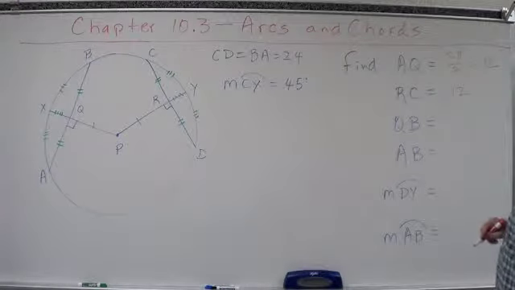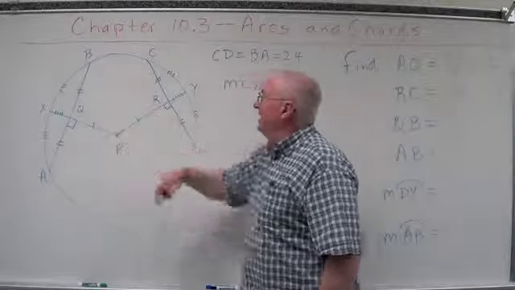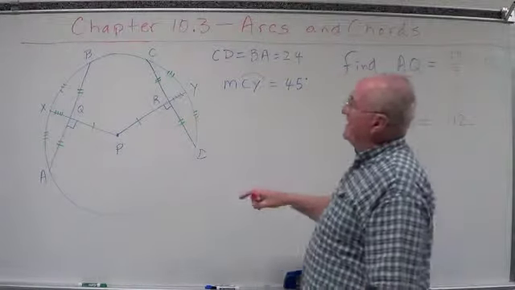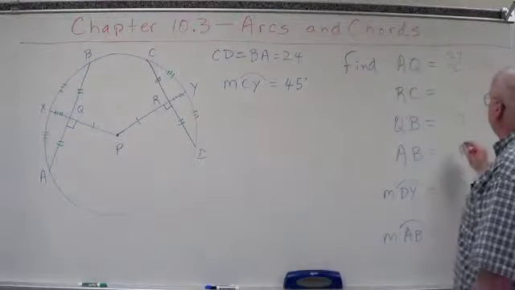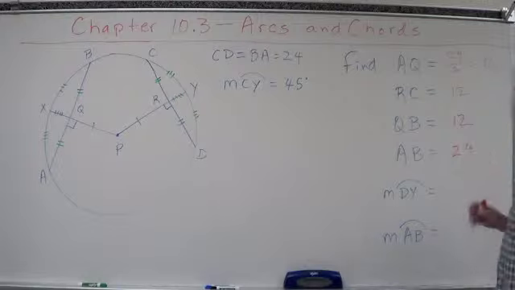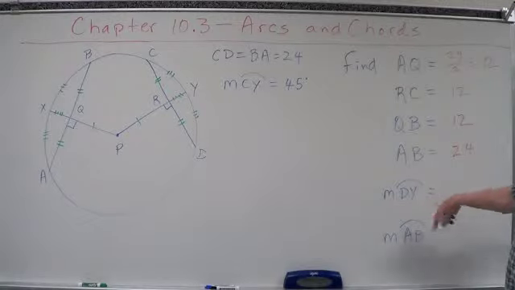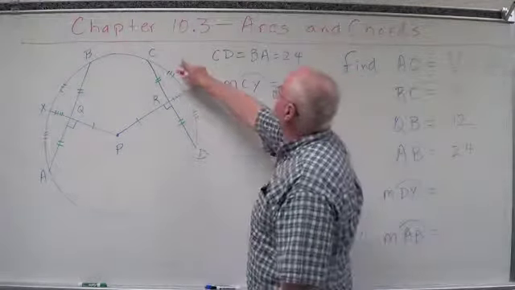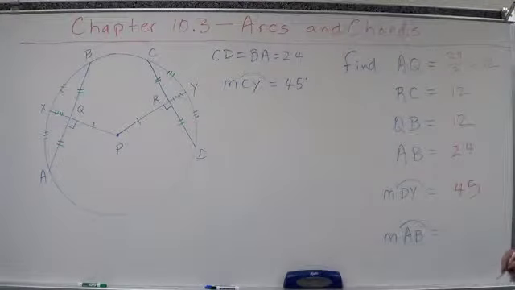How about QB? It's the same as QA, isn't it? That's going to be equal to 12. How about AB, the whole thing? We're already told that it's going to be 24. Now then, the arc DY. DY has to be equal to CY, which is going to be 45.